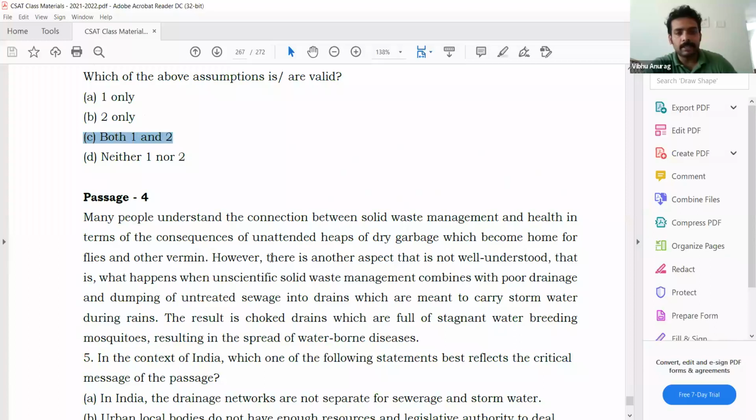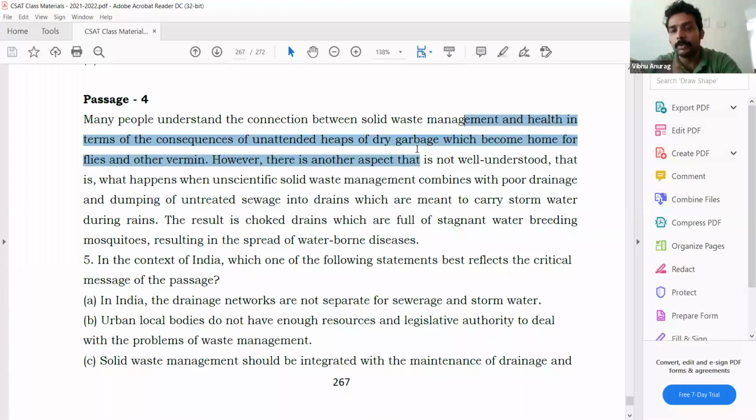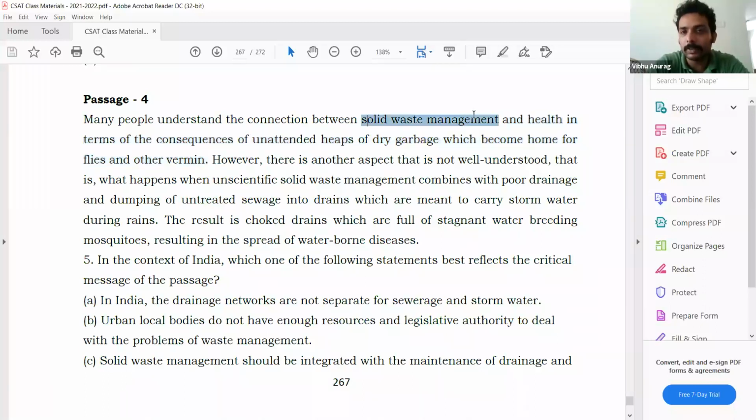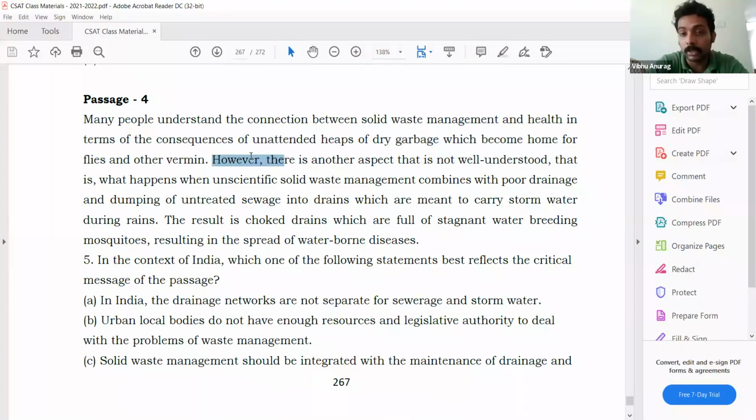Many people understand the connection between solid waste management and health in terms of the consequences of unattended heaps of dry garbage, which become home for flies and other vermin. So people understand there's a link between solid waste management and health. However, there is another aspect that is not well understood.